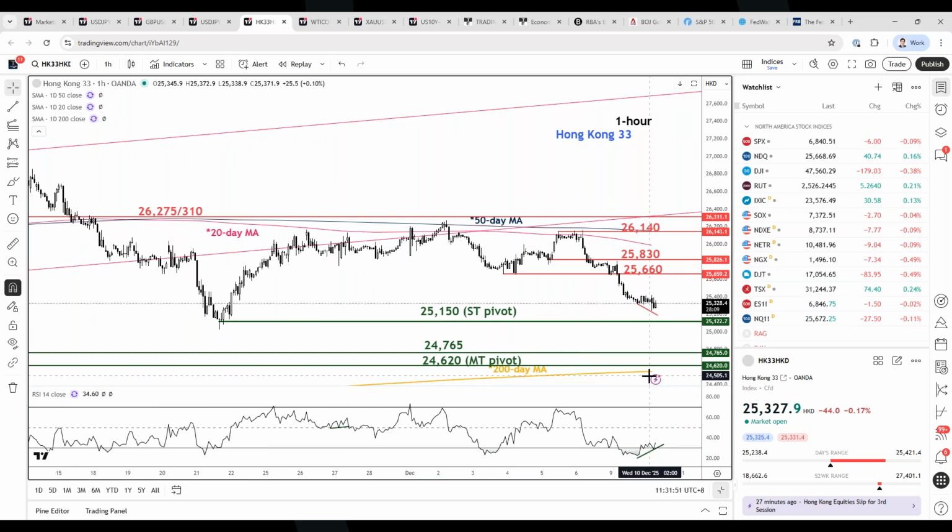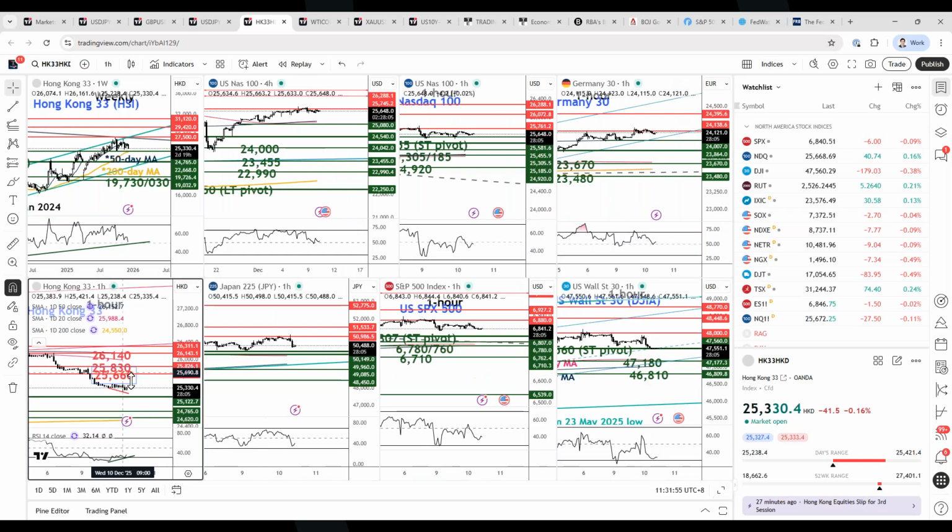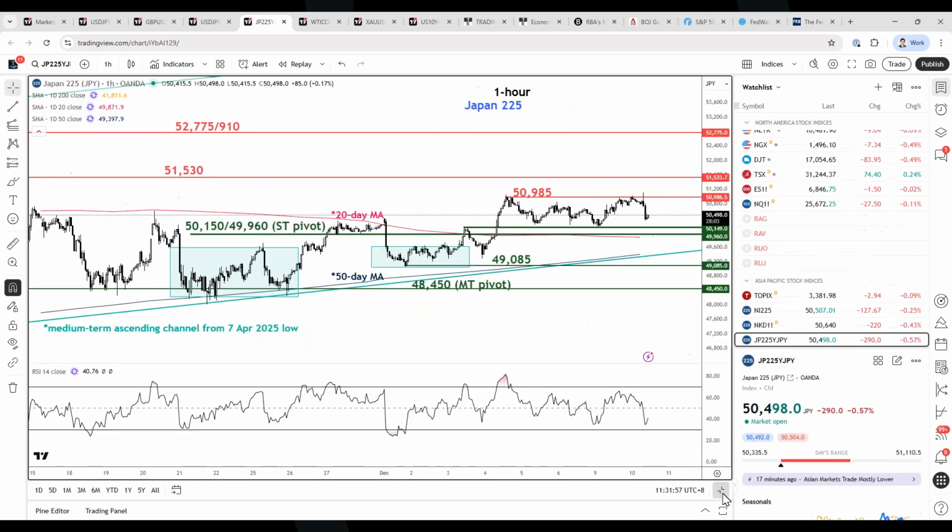That also confluence with the 200-day moving average. So that's for the Hong Kong 33. Next up will be the Japan 225. So once again, the Japan 225 managed to face a stubborn near-term resistance level at 50,985.